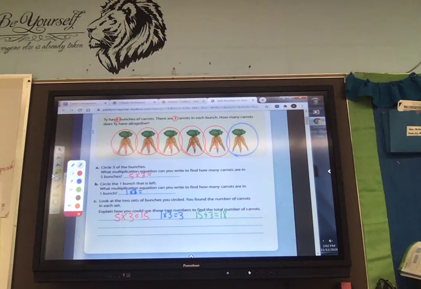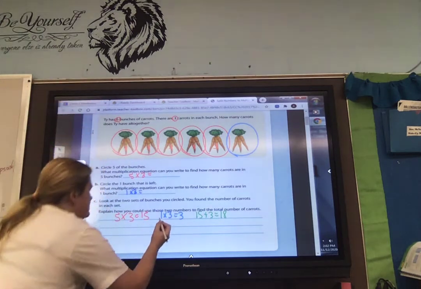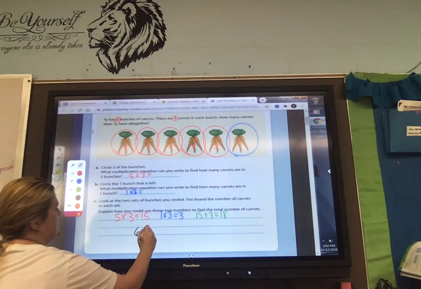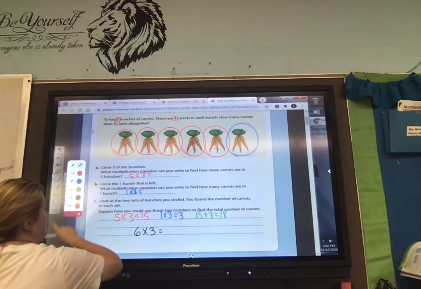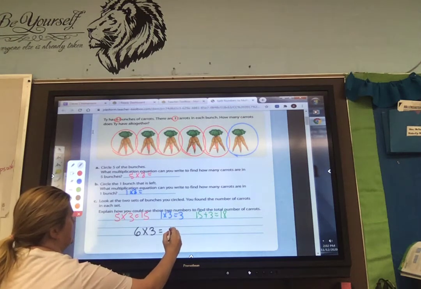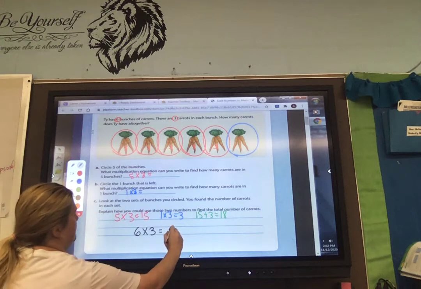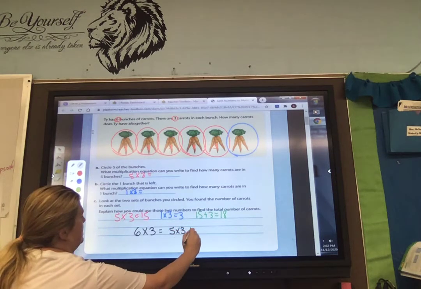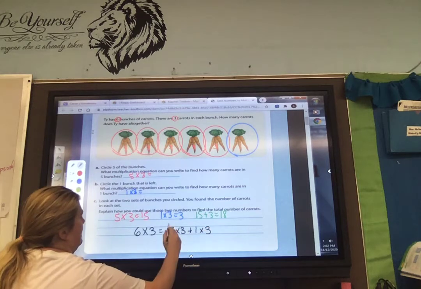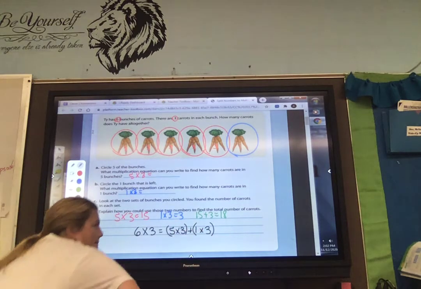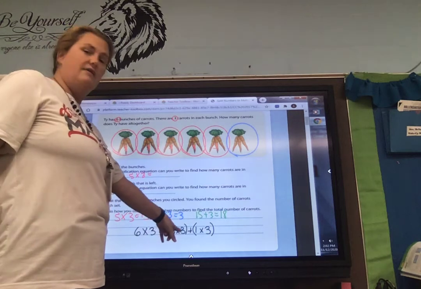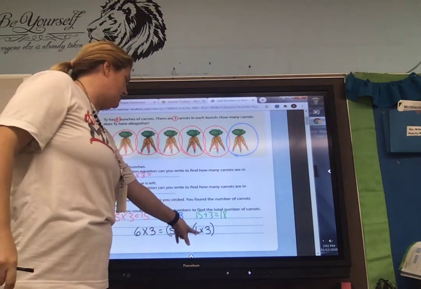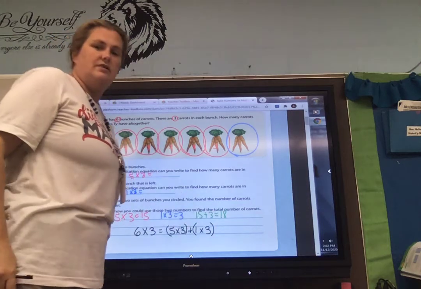Now, as the distributive property, go ahead and write this. This is an intro. The distributive property looks like this. We started with 6 times 3. Then we broke it up into 2 separate problems. We broke it into 5 times 3 plus 1 times 3. And that's how we got our final answer. Both sides are going to equal 18. 3 times 6 is 18. 5 times 3 is 15 plus 1 times 3, which is 3. And 15 and 3 also gives us 18.